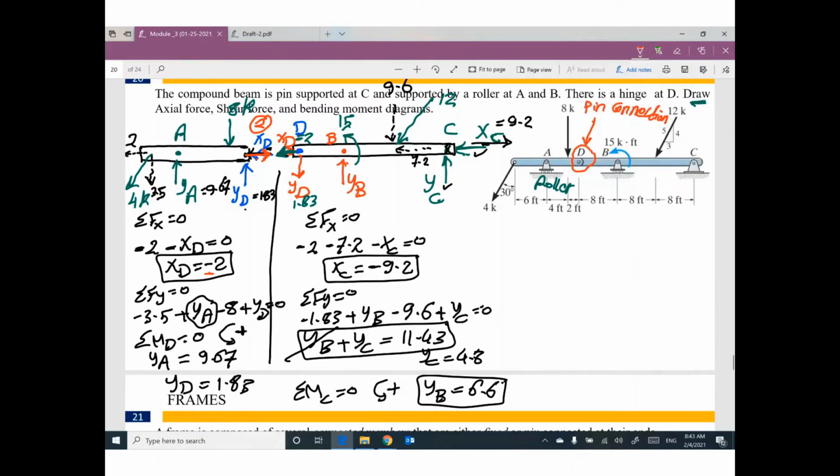So, the final conclusion: at this roller, we have vertical reaction YA equal 9.67. At this roller, we have vertical reaction YB, how much? 6.6. At this hinge, as a final conclusion, we have YC equal 4.8, and the horizontal reaction here to right, how much? 9.2.